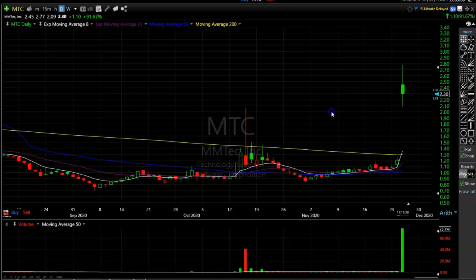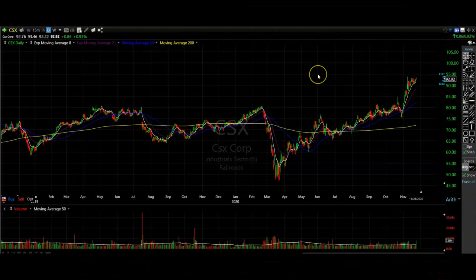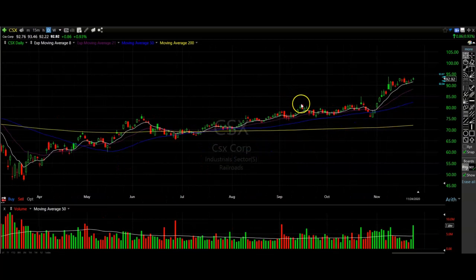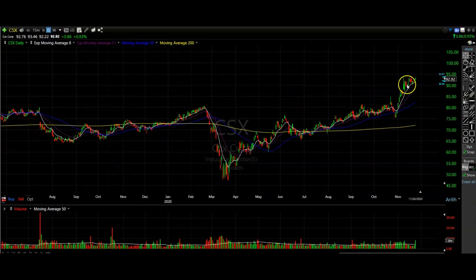All right, everybody, I think I am going to try an option trade on CSX today, on the options that expire on Friday. This stock is starting to wind up, and it looks like it could be putting pressure on that resistance area, and it could have a big move up.